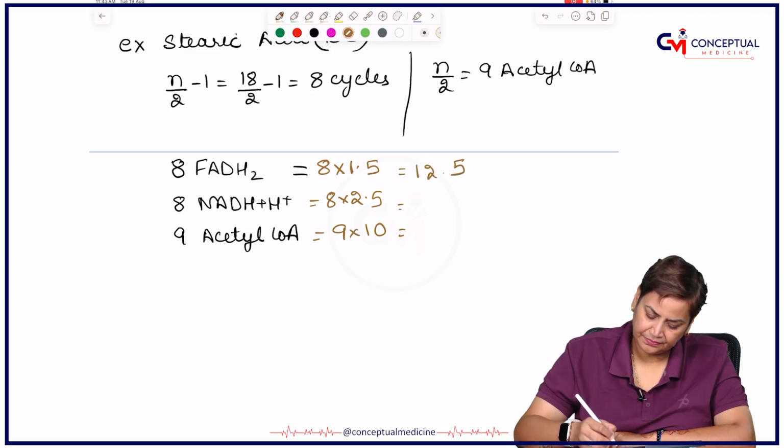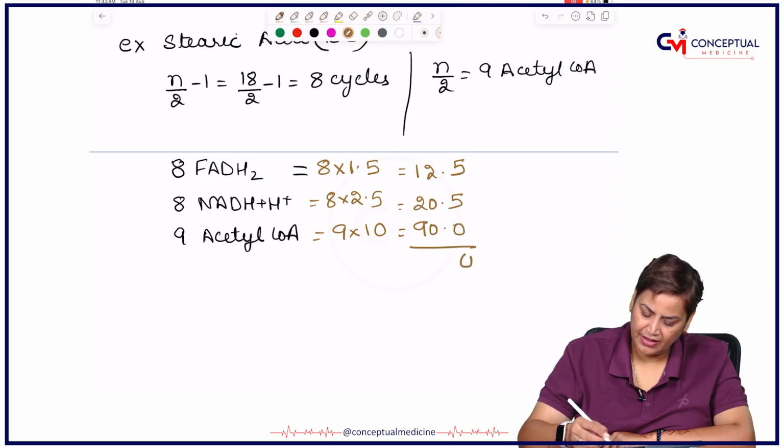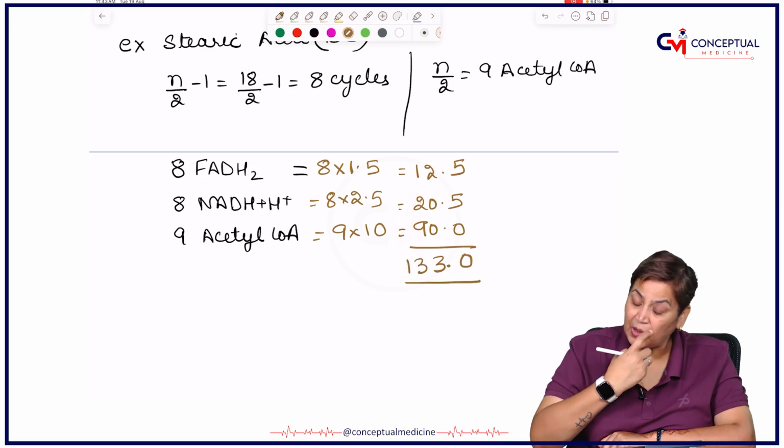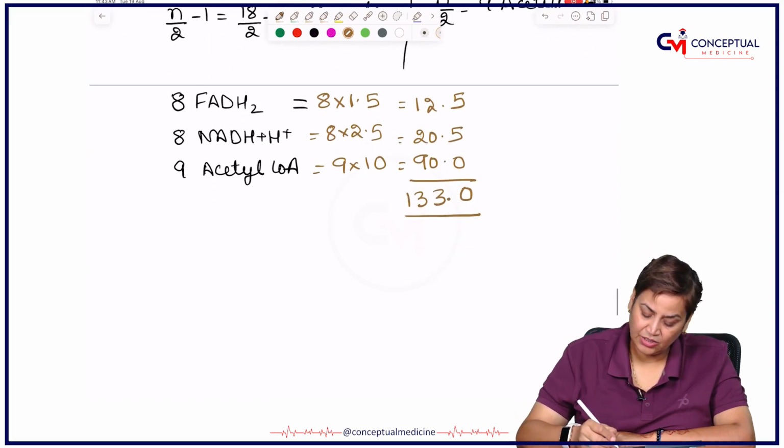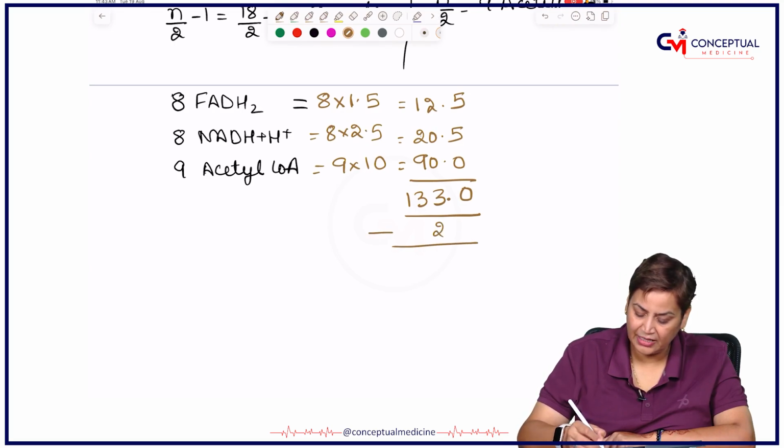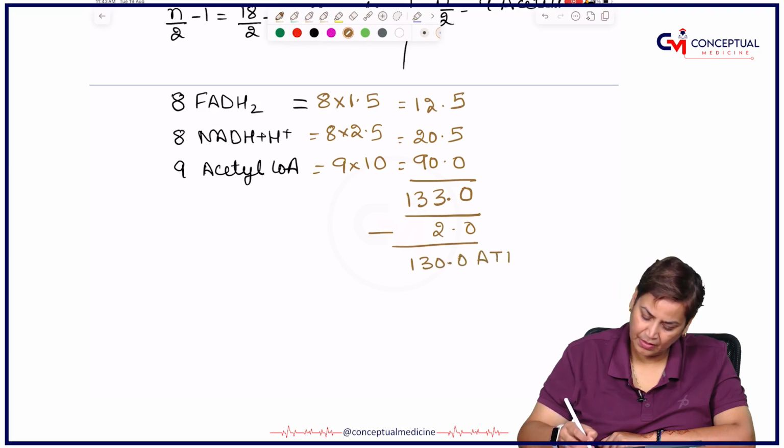So it comes out to be 12, 20 and 90.0, which is 122.0 in total. If we say minus 2 ATP which are utilized for activation, it comes out to be 120 ATP molecules.